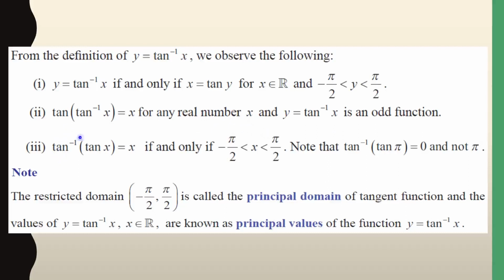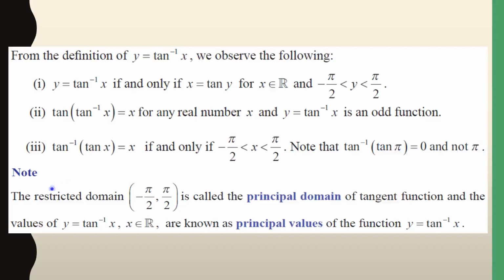Let us see the third point. When tan inverse is outside and tan is inside, tan inverse of tan x equals x at that time too, if and only if x lies in the interval minus pi by 2 comma pi by 2. See the note: tan inverse of tan pi is equal to 0 only. So we cannot cancel tan inverse and tan and say the answer is pi. At that time the answer is 0 and not pi.